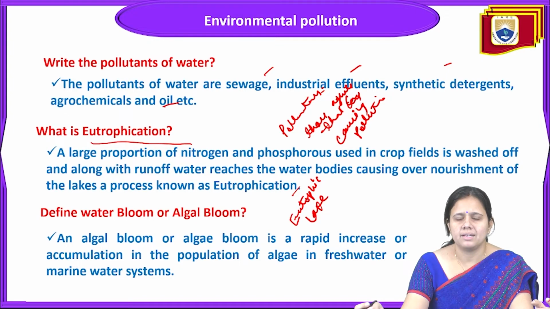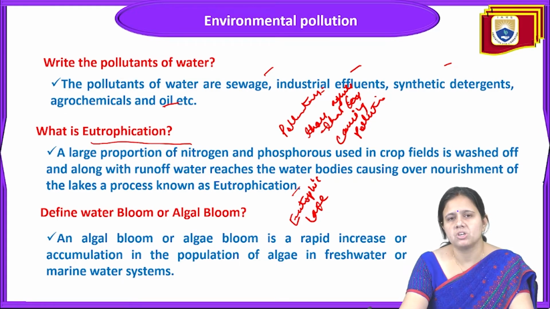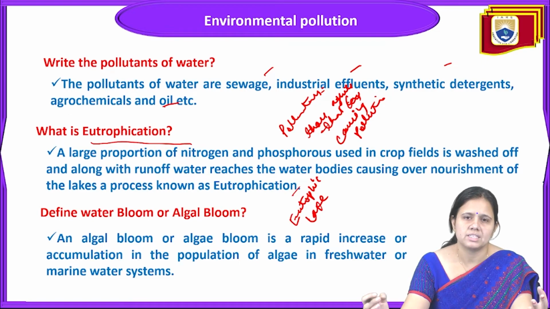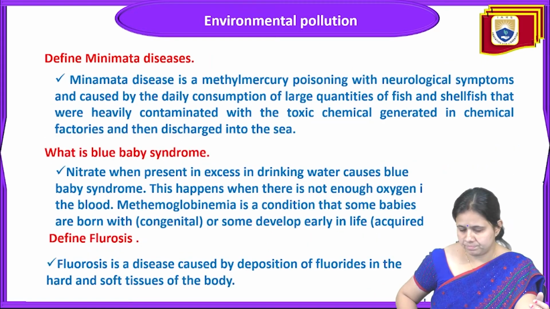In basic terms, a rapid increase in the accumulation of the population of algae is called algal bloom. It can happen in fresh water or sometimes in marine water. This excessive growth of algae due to overnourishment by nutrients like nitrogen and phosphorus is called algal growth or algal bloom.